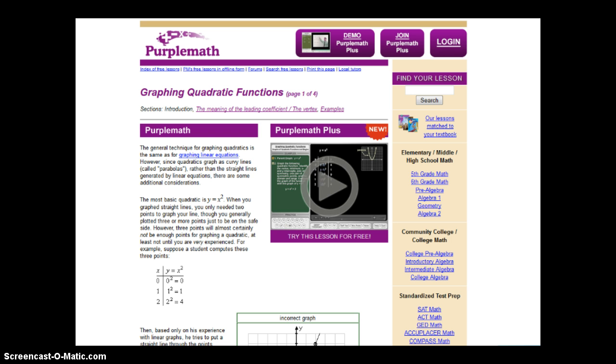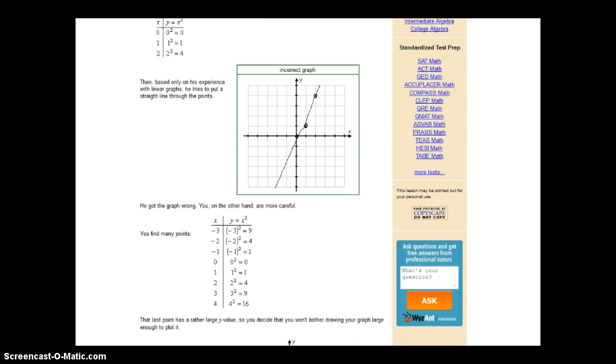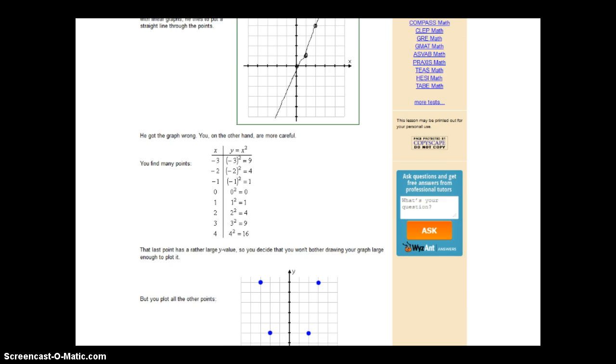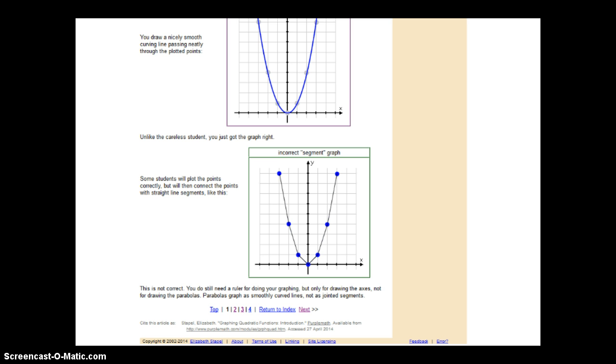Purple Math, another great site. Again, lists everything out. This one's a bit more wordy, so it gives a bit more definitions. So people who like to read more, this is great. They give you some incorrect graphs. With this one, it is more than one page, so if you use this, make sure you look at each and every page. Don't just stop at the first.